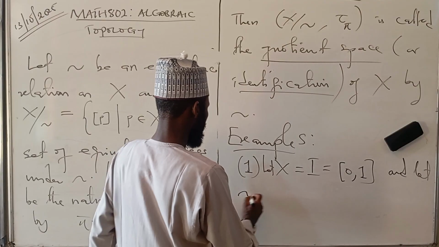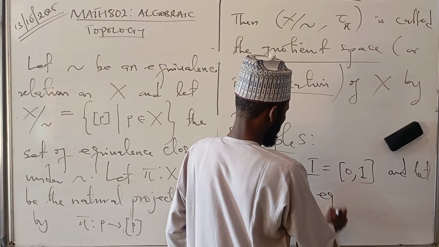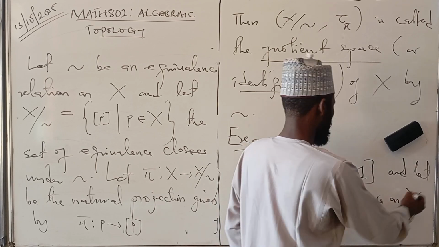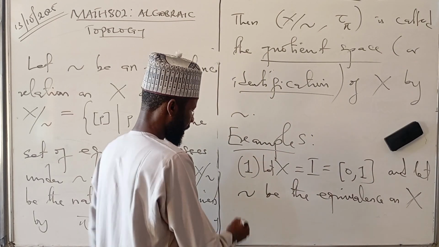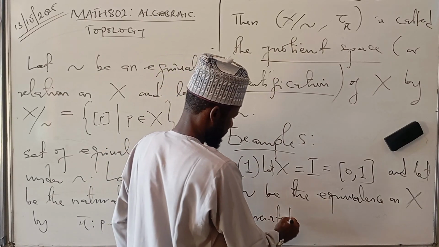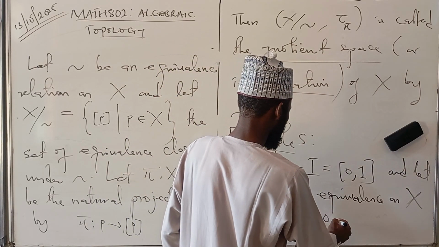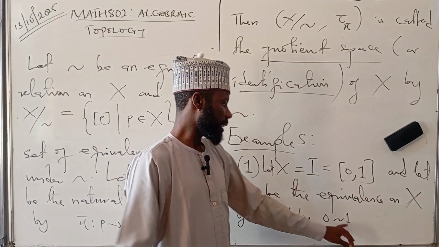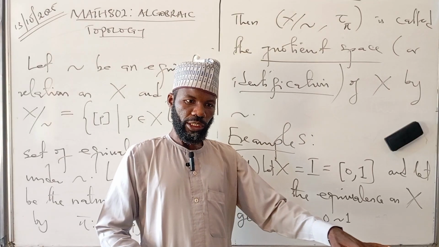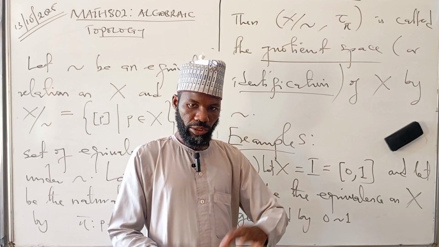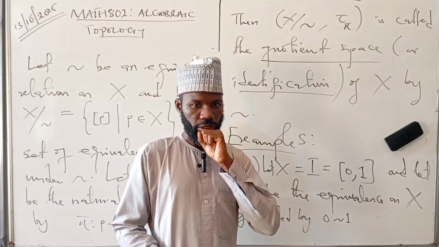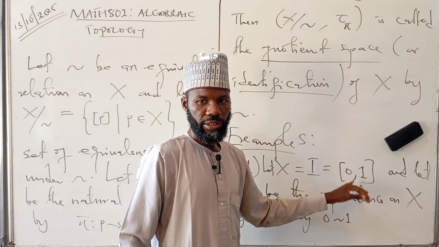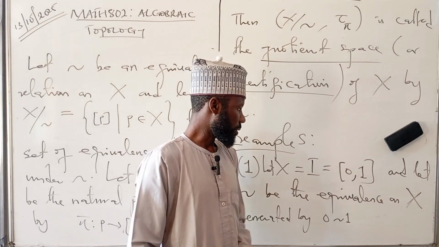So, and let tilde be the equivalence relation on X generated by 0 is related to 1. So what I mean by generated by 0 is related to 1, it means every point is related to itself, and 0 is related to 1, 1 is also related to 0. This will be an equivalence relation. So each element here is related to itself. 0 is related to 1 and so on.